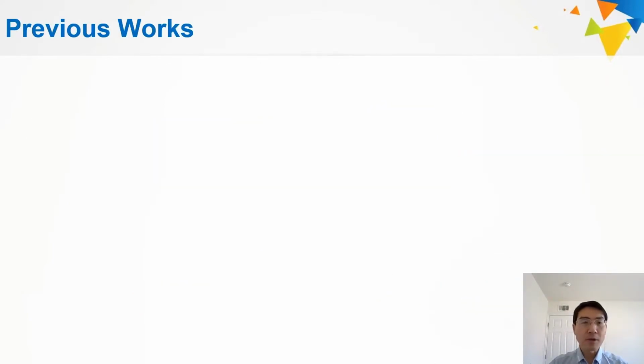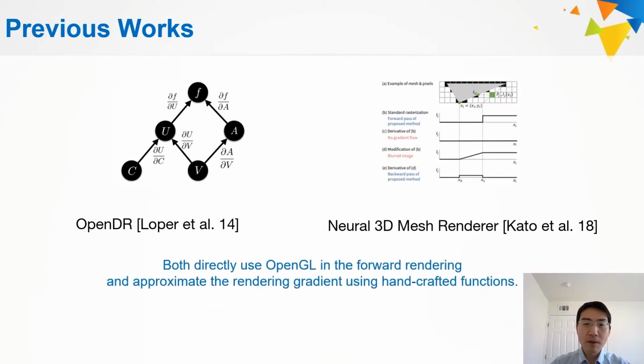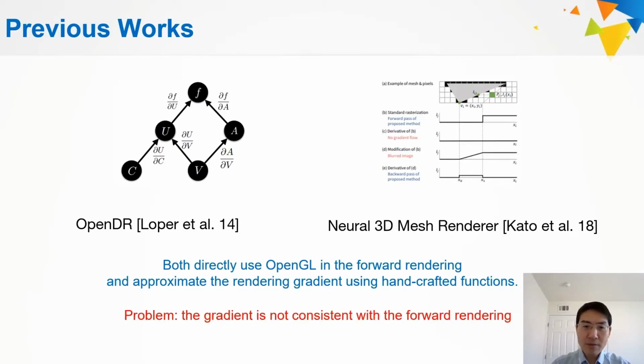Here, let me talk about some previous works. These are the two most related works. One is OpenDR, another is called Neural 3D Mesh Renderer. I will not go into the details of these algorithms, but both directly use OpenGL in the forward rendering, and they approximate the rendering gradient using handcrafted functions. What's the problem? These methods will have an inconsistency between the gradient during the backpropagation and the forward rendering. This will lead to very serious problems.